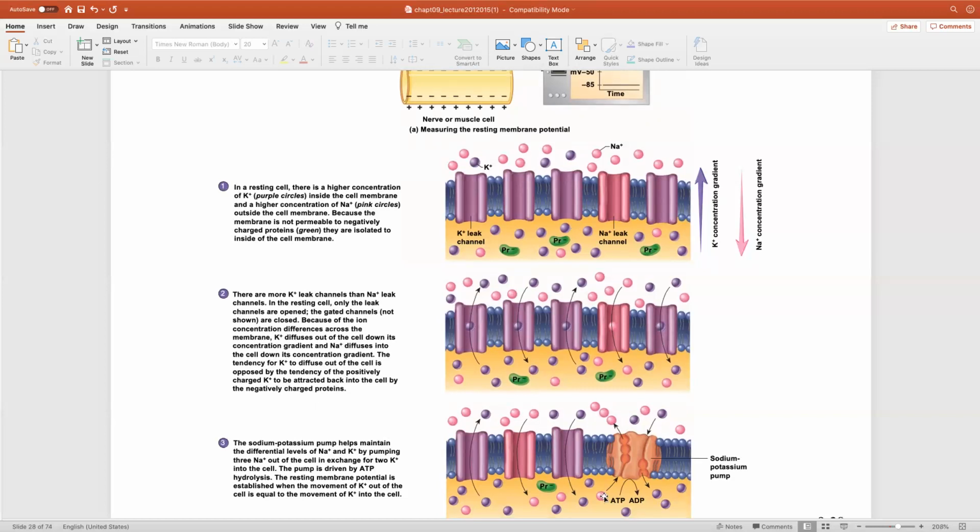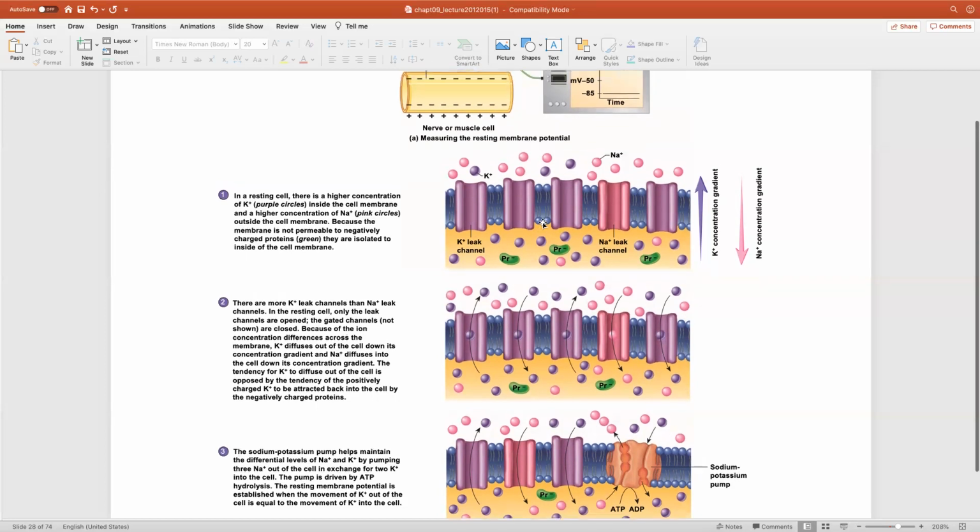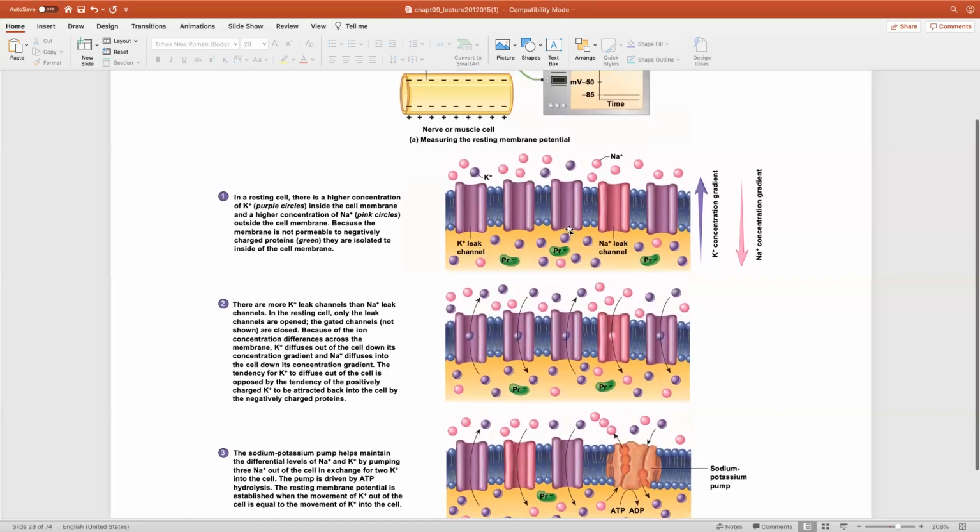And what else? Well, if I keep pumping sodium out, it makes sense that I'm going to have a lot of sodium on the outside, like we see right here. If I keep pumping potassium in, it makes sense that I'm going to have a lot of potassium on the inside, like we see here. Now, what happens with these leakage channels? If you take a look, there are a lot more potassium ones.